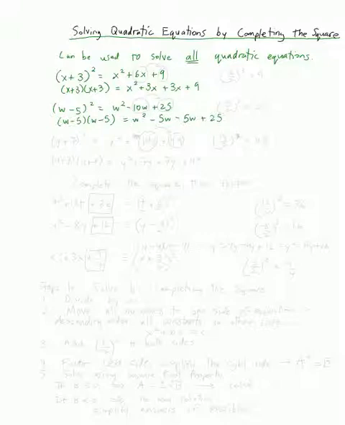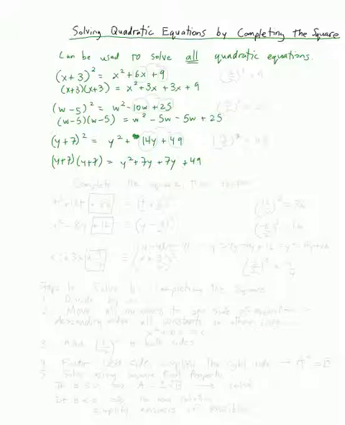Let's do one more. How about y plus 7 squared? We have y squared plus 7y plus 7y plus 49. So it's y squared plus 14y plus 49.